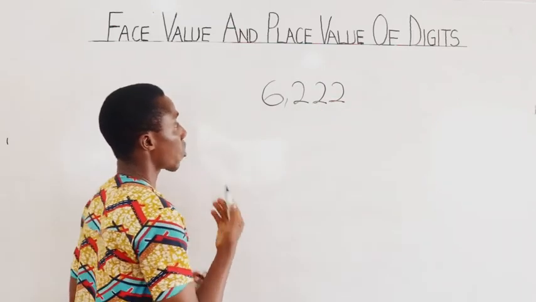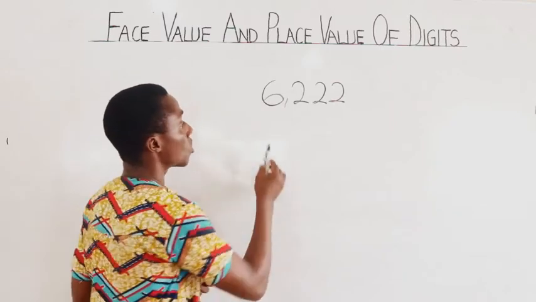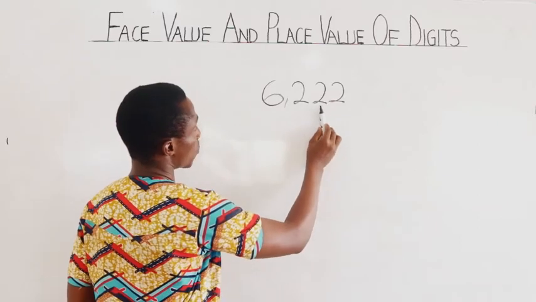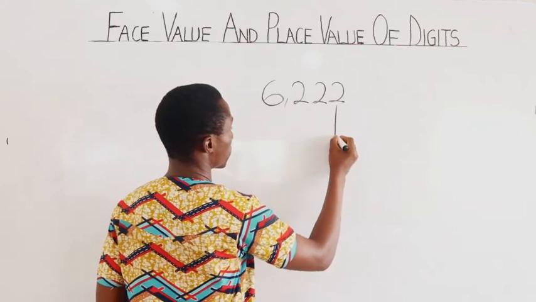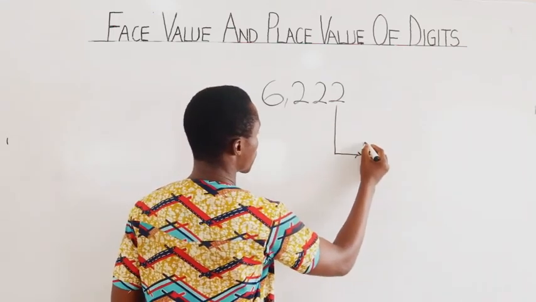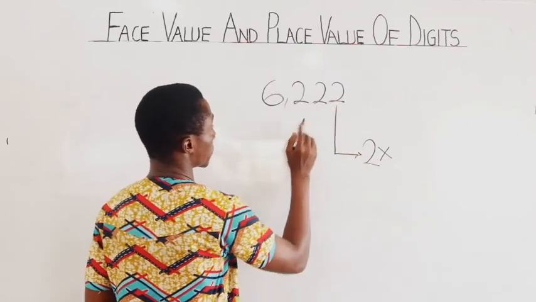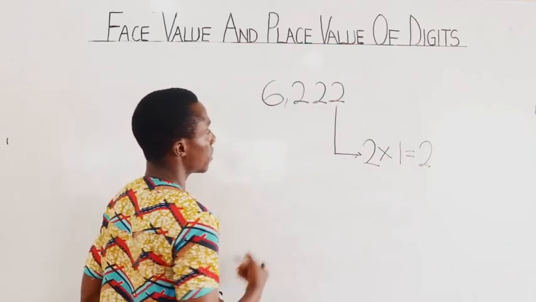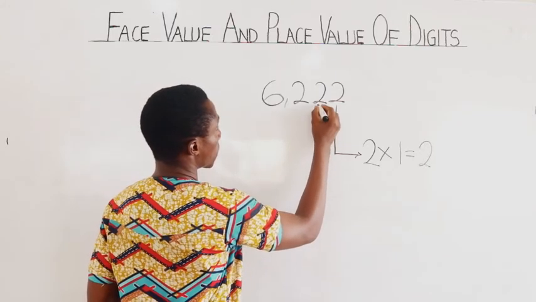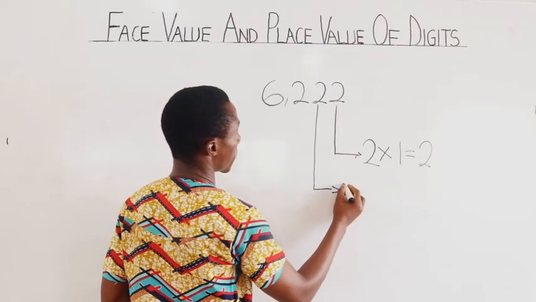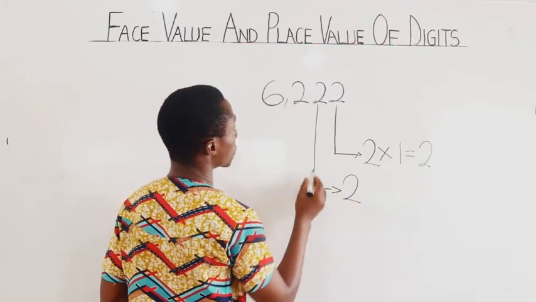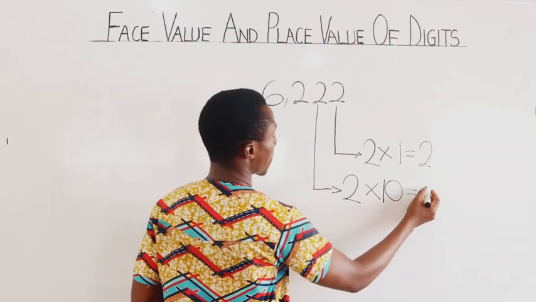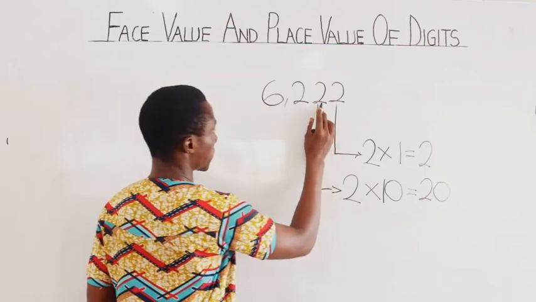6,222. And the question is, find the place value of each digit in the number 6,222. So the place value for this 2 will be the face value, which is 2, multiplied by the number place, and the number place of this 2 is 1, and therefore we have a place value of 2. The place value for this 2 is also the face value multiplied by the number place. The face value is 2, the number place is tens number place, and therefore we multiply by 10, giving us a place value of 20 for this 2.